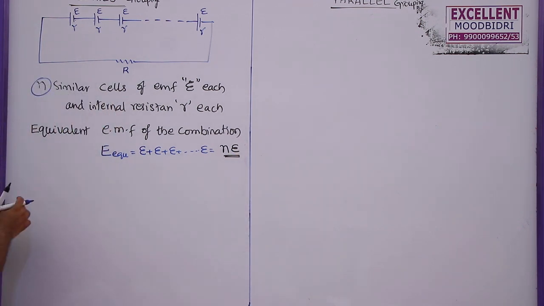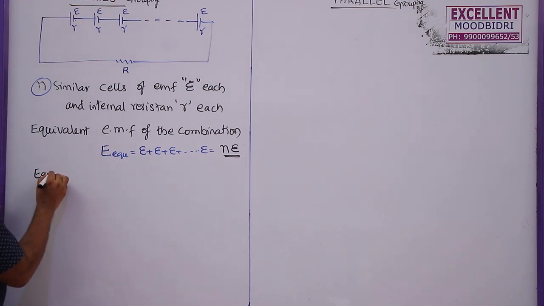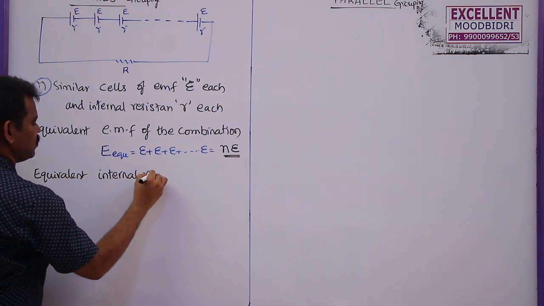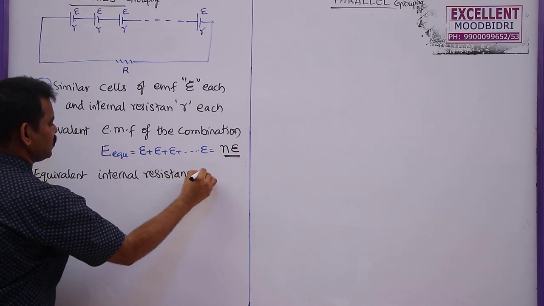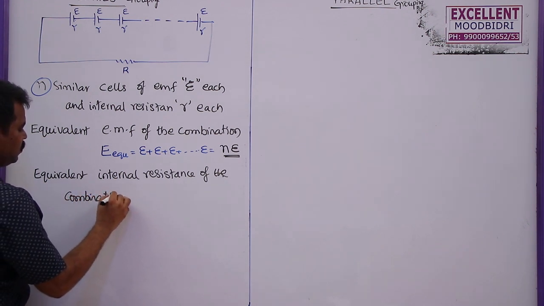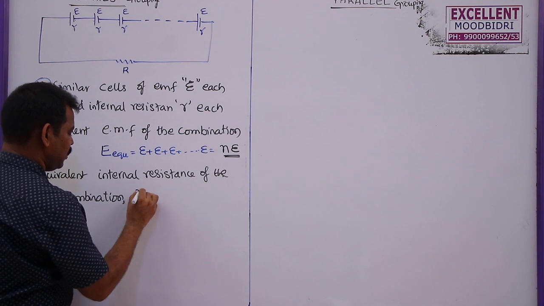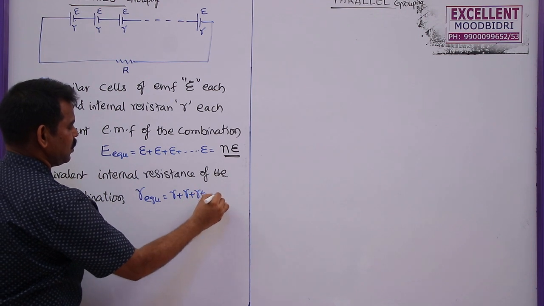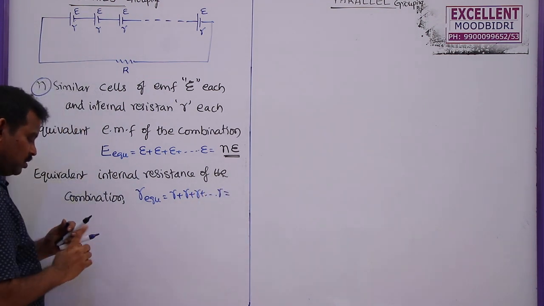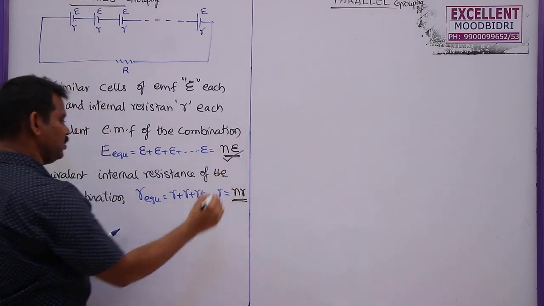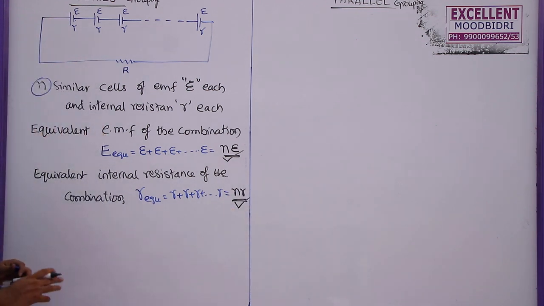Similarly, what is the equivalent resistance or internal resistance of the combination? So the equivalent internal resistance of the combination is given by R equivalent equals r plus r plus r and so on, which, as there are n similar cells, we can write as nr. This is the equivalent EMF, this is the equivalent internal resistance.